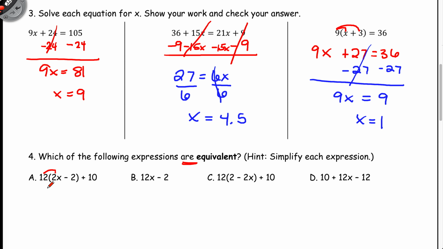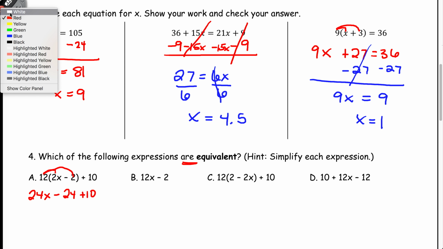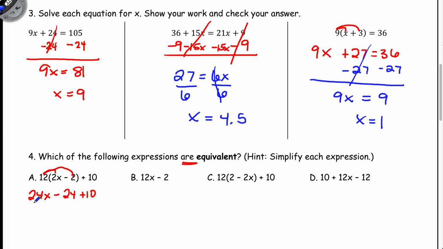So I have 12 times 2x gives me 24x. 12 times negative 2 gives me negative 24 plus 10. Now, since I only have one number with an x, he's a loner. So I can't do anything with him. I can't combine him with anything. So I just bring down the 24x.